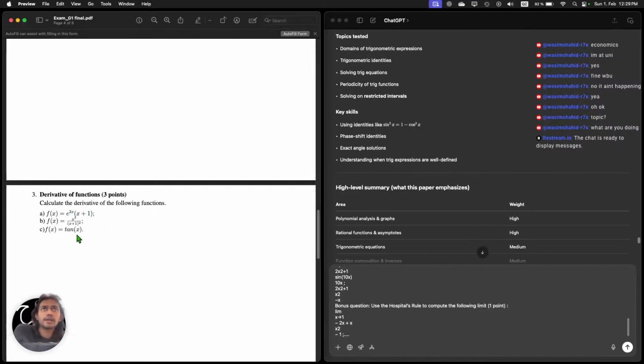Derivative of function. So we got derivative. No, I think this is the first time derivatives are coming up.